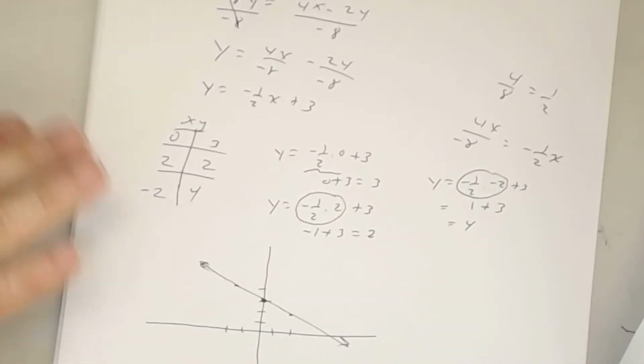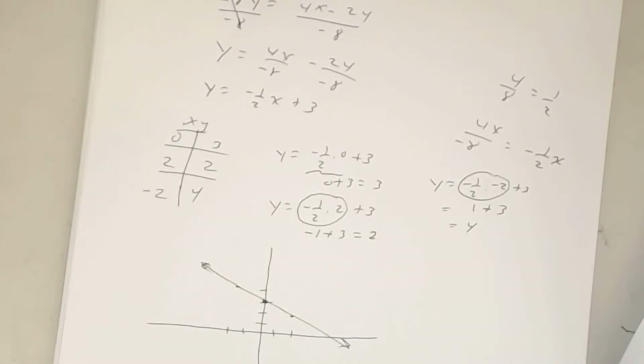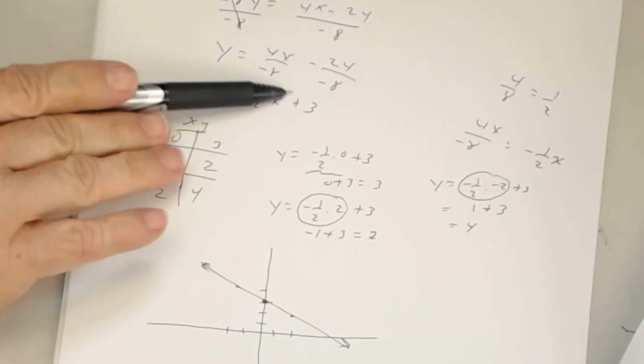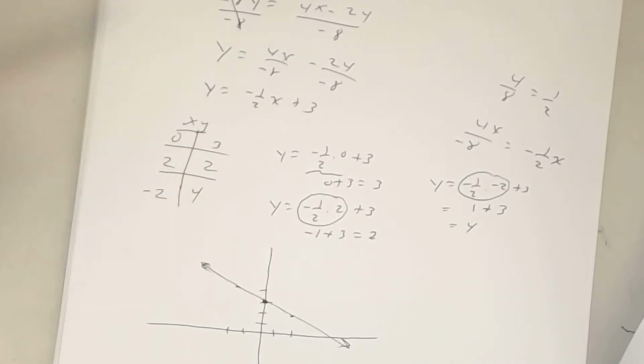So you're going to see one like that where you're going to have to divide to get y by itself. Just be careful when you get to this point. You got to remember that a positive divided by a negative is a negative. A negative divided by a negative is a positive. Okay?